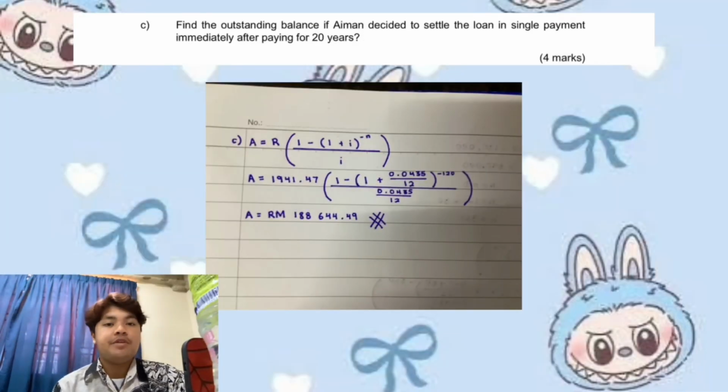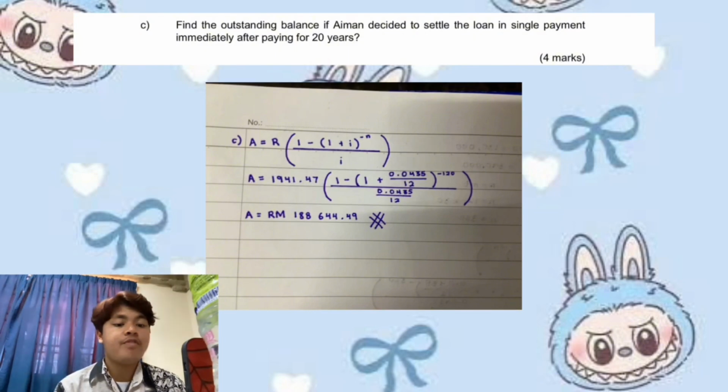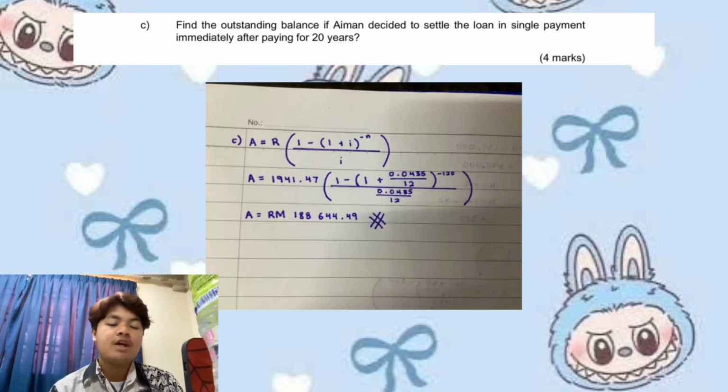Finally, the last question. The last question asks us to find the outstanding balance if Aiman decided to settle the loan in a single payment immediately after paying for 20 years. So to answer this question, we need to use the formula A equals R 1 minus in bracket 1 plus I to the power of negative N, over I. R represents the monthly payment, which is 1,941 ringgit 47 cent, and N represents the remaining months that he will pay, which is 120 months.